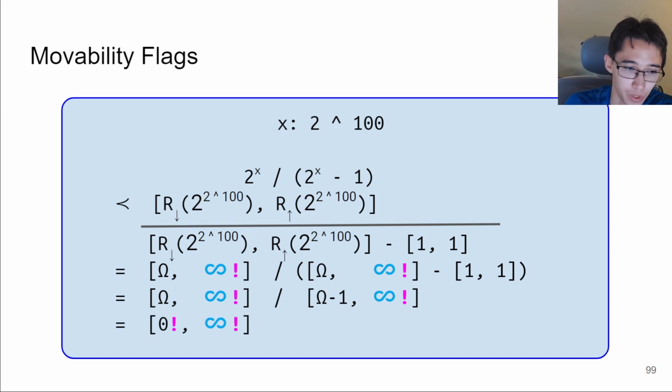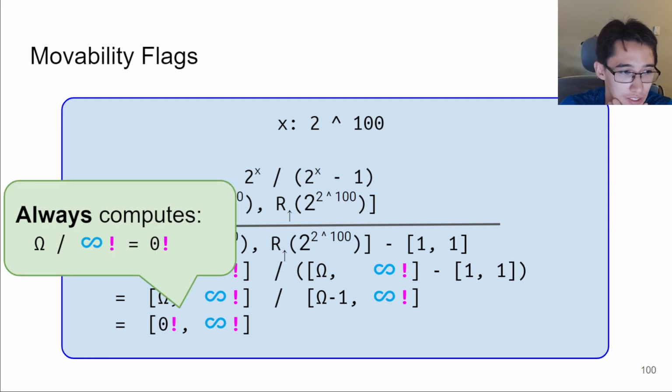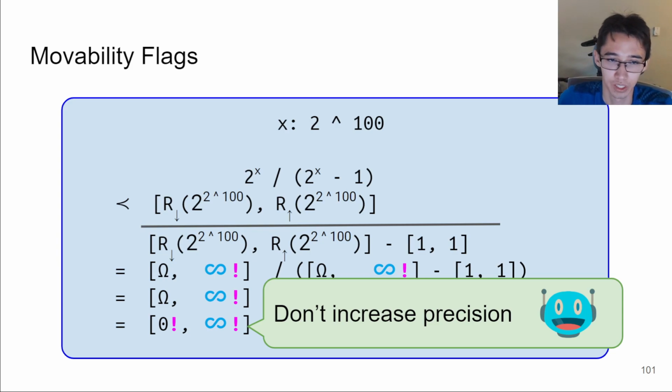Next, doing the division, we'll get an immovable 0 to an immovable infinity. And the reason for this is that this left endpoint always computes some omega divided by infinity, which will always be 0. So we have some special logic which propagates these movability flags. And at the end, we maybe did this computation at low precision, and we've proven with the movability flags that we don't need to increase the precision anymore, and we can bail early. This is just a difficult endpoint, and we won't try to do real computation on it. So that's the idea in practice.